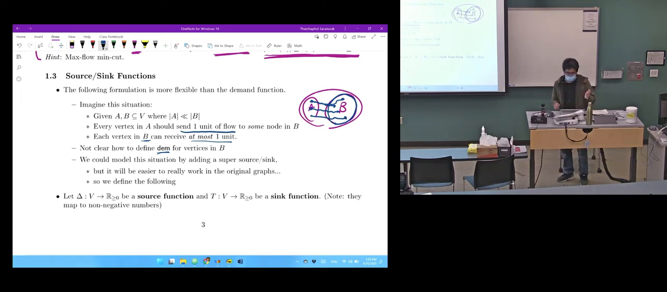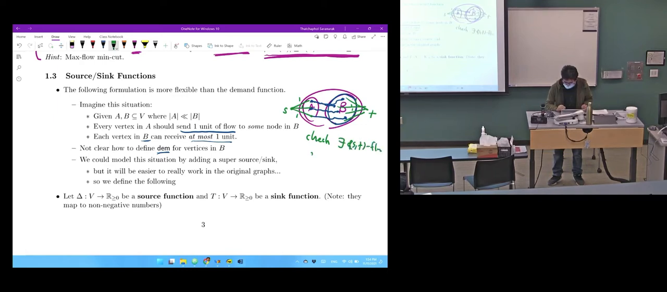So if you want to model this situation, one way to do it is to add a super source and a super sink, set the capacity here to be 1 and this to be 1, and check if there is an ST flow of size |A|, right?